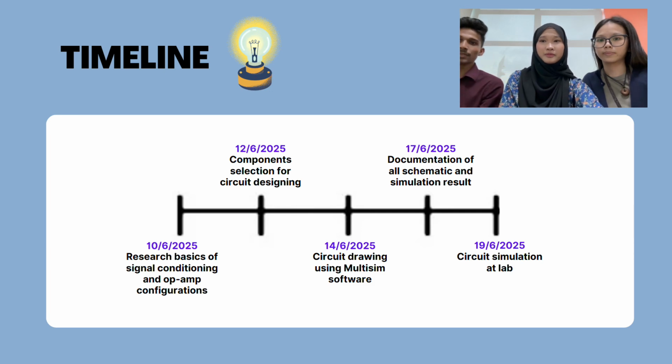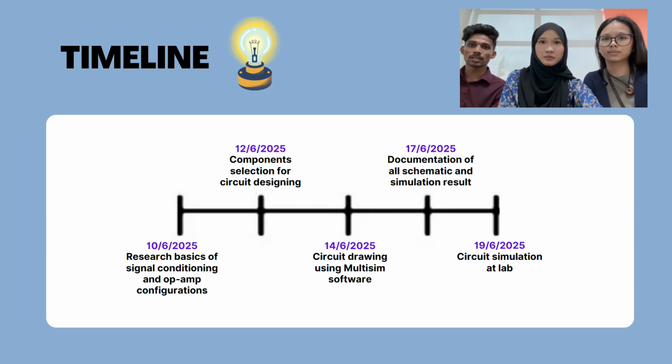For the timeline, we first started with researching the basics of signal conditioning and op-amp configuration. Then we proceeded with component selection for our circuit design. Then we drew the circuit using Multisim software. Then documentation of all schematics and simulation results was done. And finally, we did the simulation at the lab.